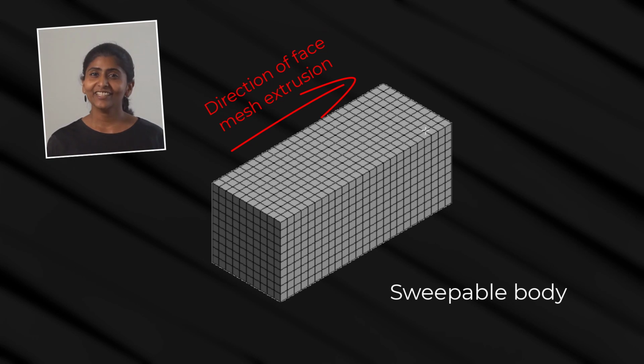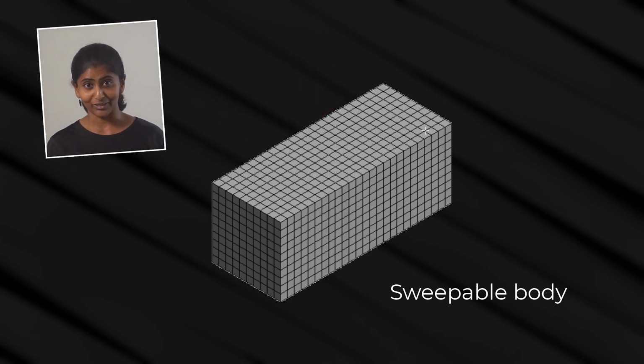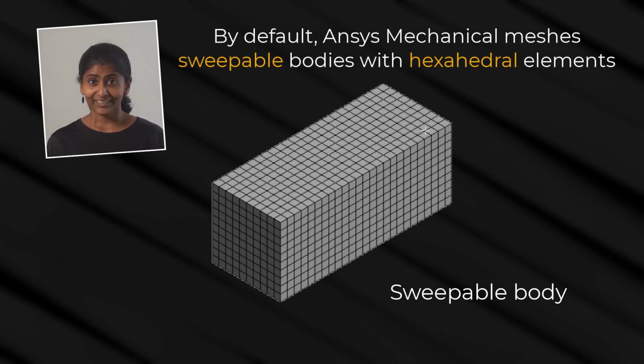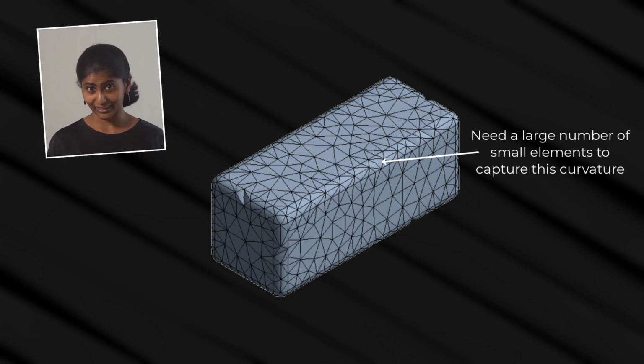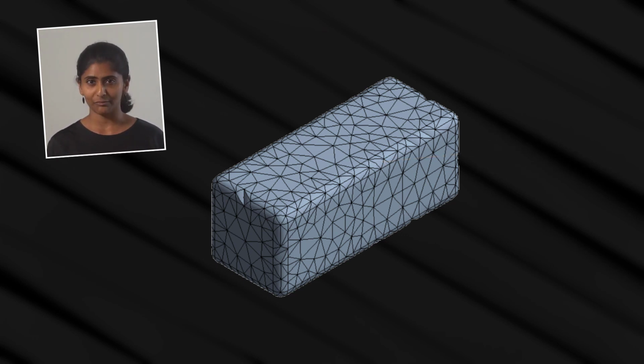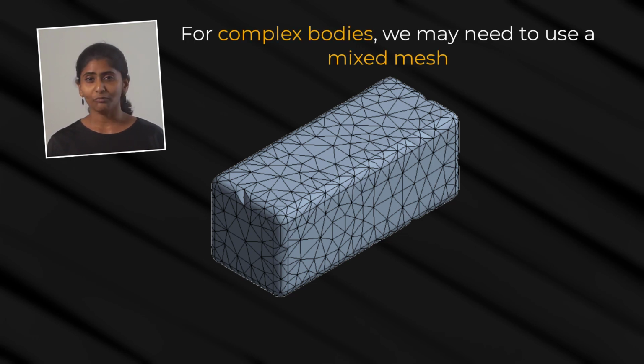As is evident, it is easy to generate good quality hexahedral elements for sweepable bodies. Hence, Mechanical by default detects such sweepable bodies and generates hexahedral meshes. However, if we add fillets to the same block, then hexahedral elements are no longer able to capture the curvature unless we use a very large number of elements. In such cases, when the geometry is not sweepable, we may need to resort to using all tetrahedral elements as seen in this example, or we may have to use a combination of tetrahedral and hexahedral elements.